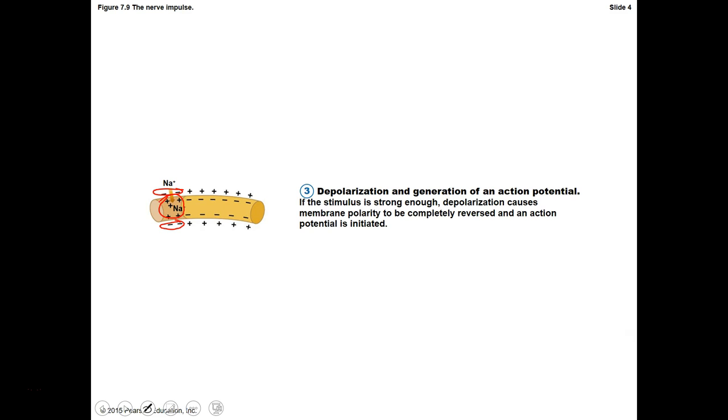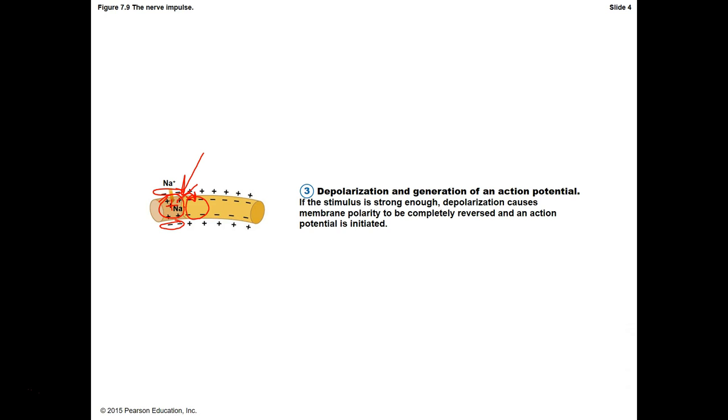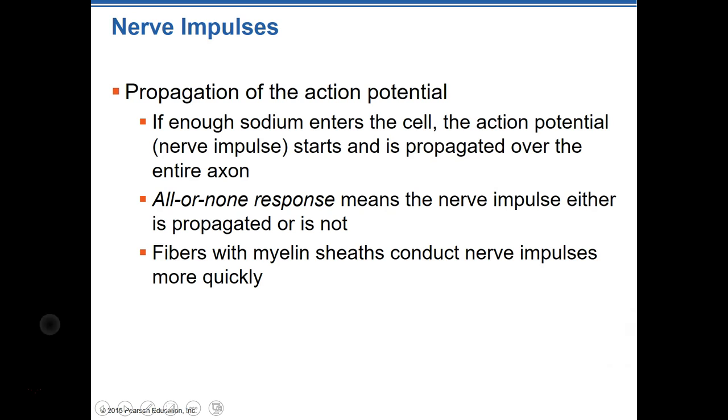The inside is now positive. It was negative. Over here it's negative, over here it's still negative, but right here it's all positive. So it's changed, and this positive right here is going to cause that same thing to happen right next to it. It's going to make the adjacent section do exactly the same thing. It's strong enough, it's generated what we call an action potential, and it's going to go down the length of the axon. Okay? So that's what's happening right there.